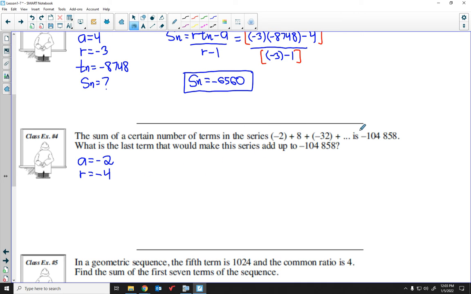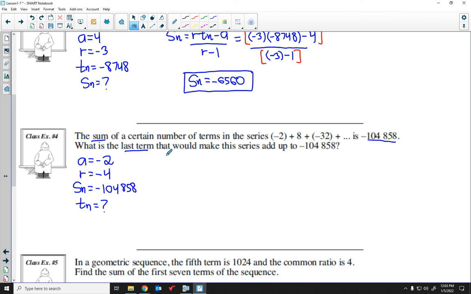Now, it actually tells me what the sum is. So this number at the end right here is not the last term. It's the sum of the actual series. So that's S of n is equal to negative 104,858. And then what we want to do is calculate the last term. The last term is t of n. This is going to require a bit of formula manipulation to do.